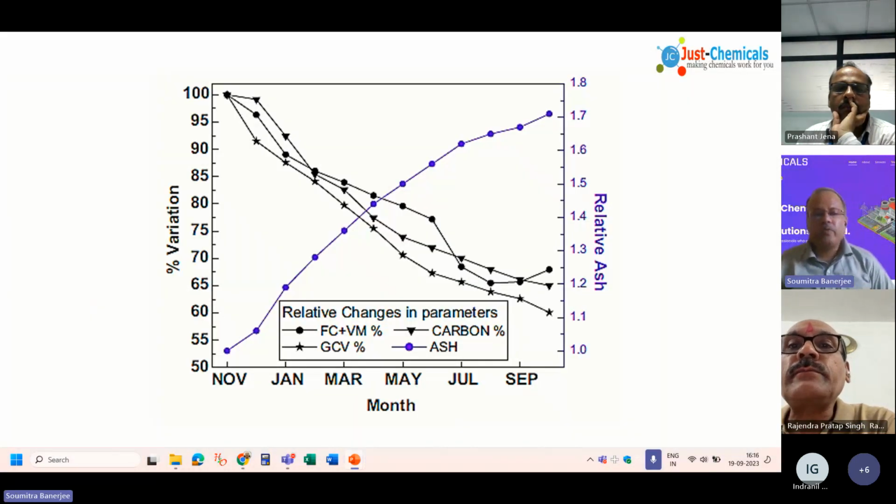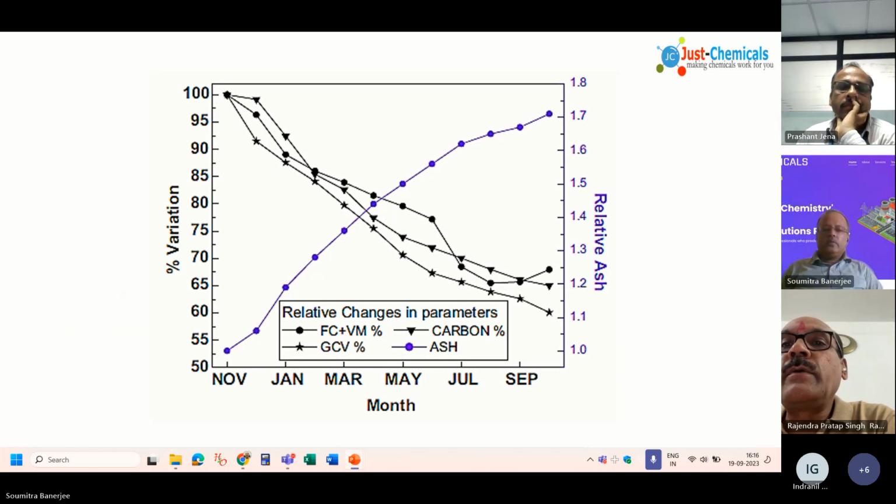This is for the period of November to September. December, Jan, Feb, March, April, nearly a year. The ash content is increasing continuously, no? Sir, ash percentage is increasing continuously because you're losing carbon, volatile matter, and everything.